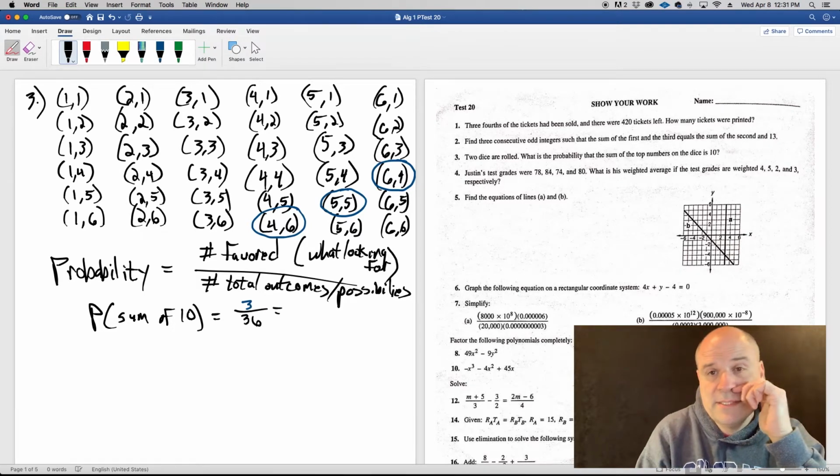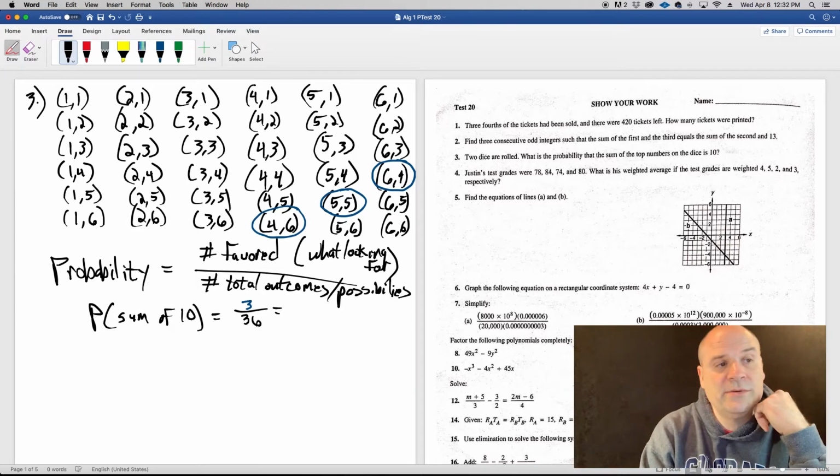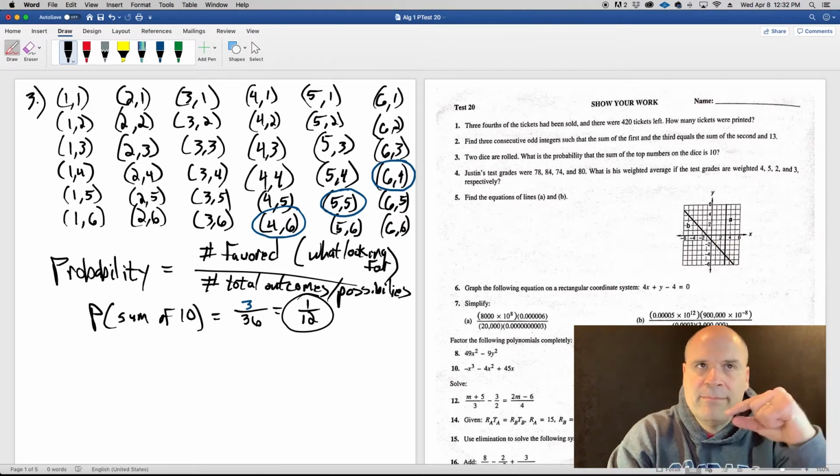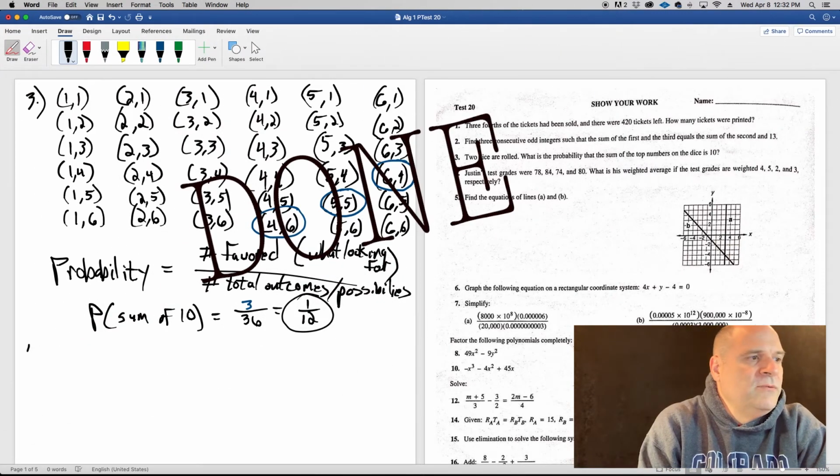So 3 out of 36. That's the probability, and you can reduce it to 1/12. Okay, does that make sense? Good job, boom, done. All right, number 4.